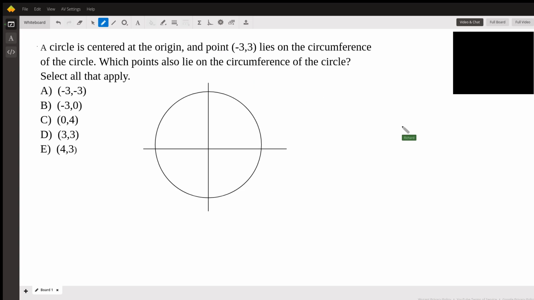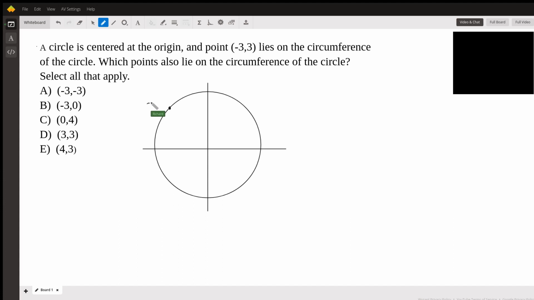Now we're told that the point -3, 3 lies on the circumference. So that has to be here. -3, 3. I think it's clear. We need to find the radius of the circle. Once we know the radius, then we can decide whether these other points lie inside the circle or not.